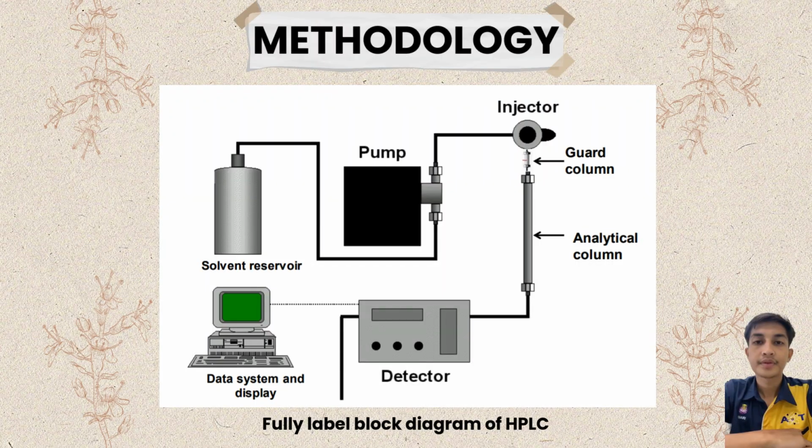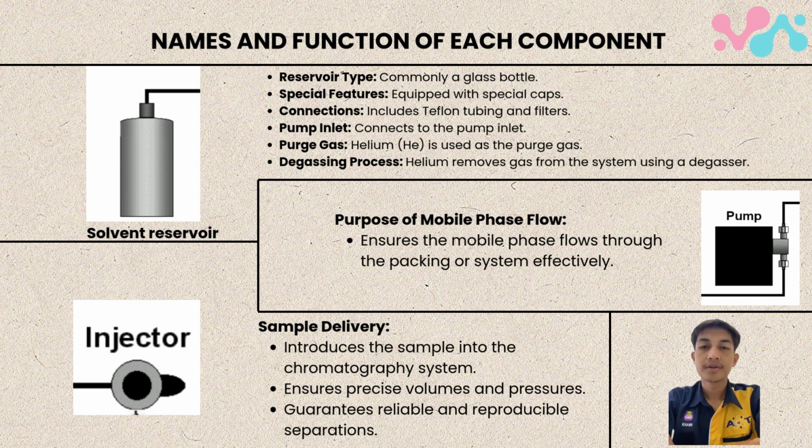So here is the fully labeled block diagram of a high-performance liquid chromatography. It starts with the solvent reservoir, followed by the pump, injector, column, and the last one is the detector. So here is the name and the function of each component. The first is the solvent reservoir. The common type of reservoir is a glass bottle with a special cap, Teflon tubing and a filter to connect to the pump inlet, and a purge gas of helium used to remove gas by the process of degassing.